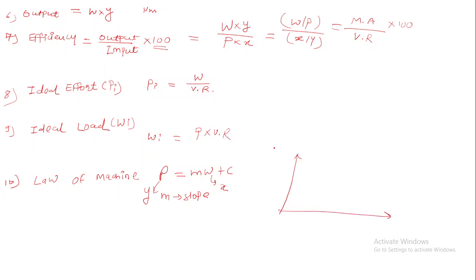So what is y coordinate? Effort. What is x coordinate? Load. So when load is 0, P is equal to c. When x coordinate is 0, P is equal to c. So from here it will start, and it is a straight line. So this is our c, and this is the equation of line, P is equal to mw plus c.